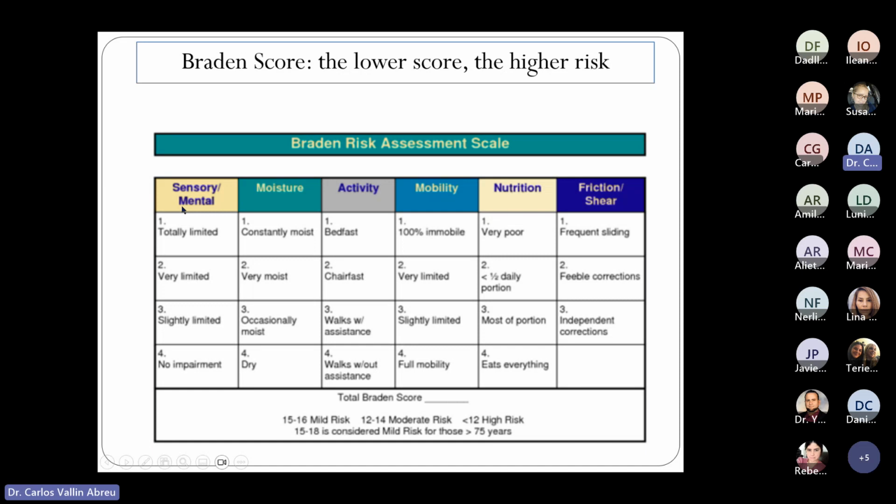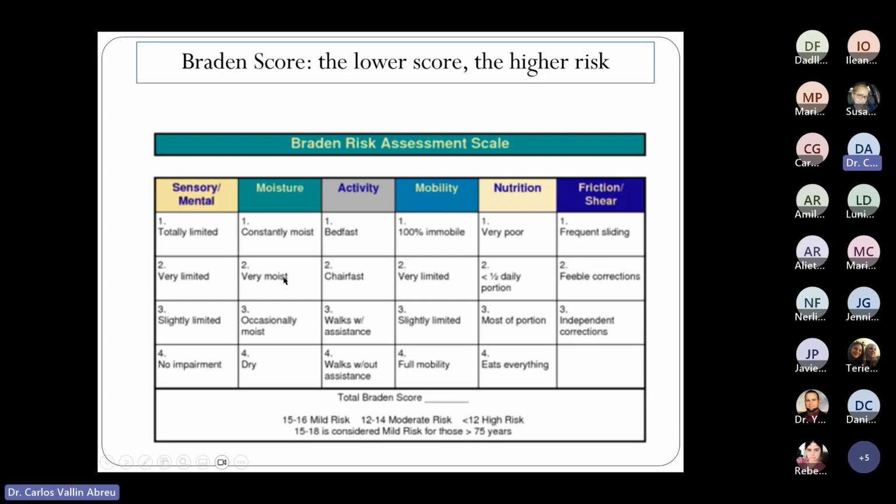So they are going to explore the sensory, the patient is conscious or not, the patient feels, because it's very important. If you don't feel your butt, then you can be sitting hours and hours, and the butt is on fire, and you don't feel anything.